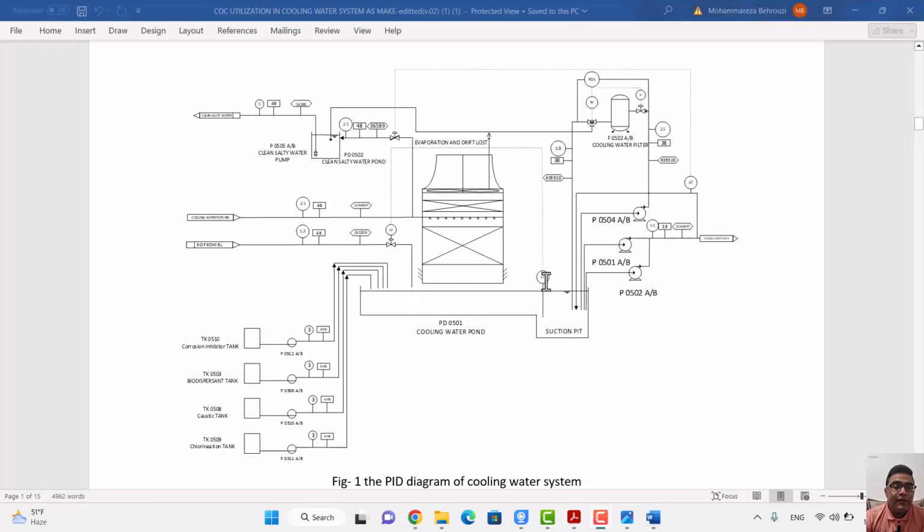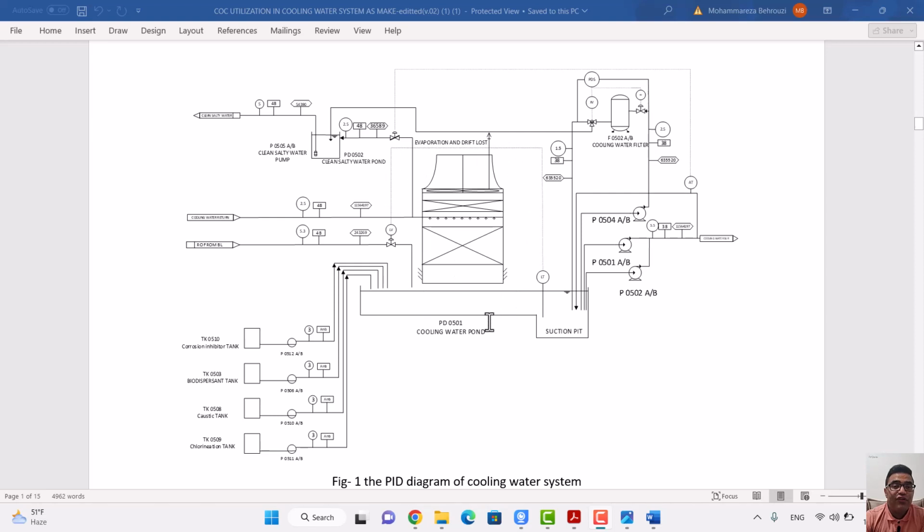And this is the normal sketch. This is the PNID diagram of cooling water systems. These are the facilities, dosing facilities, dosing tanks and dosing pumps here, including biodispersant, corrosion inhibitors, biocides, and oxidizing biocides. Here is the cooling tower.